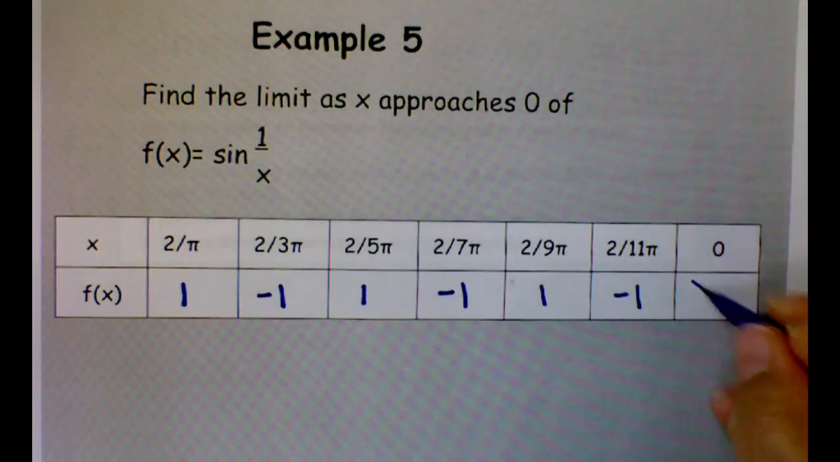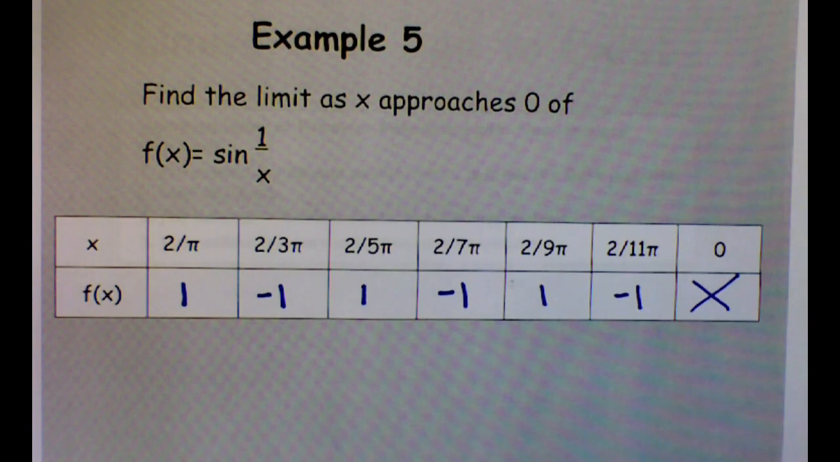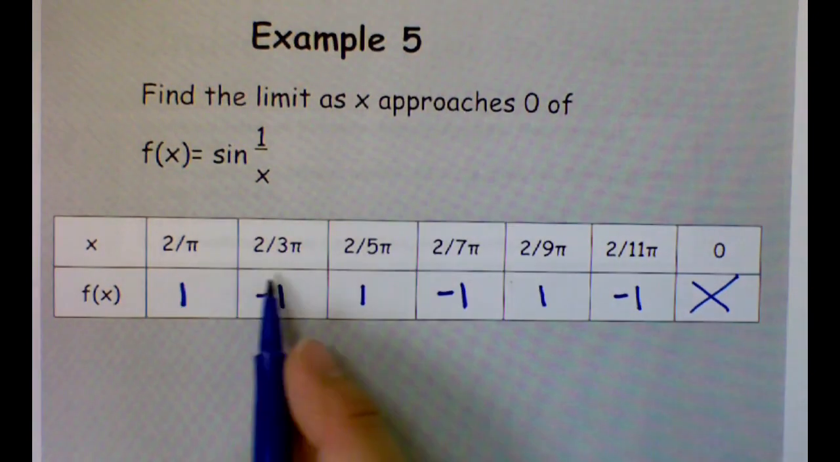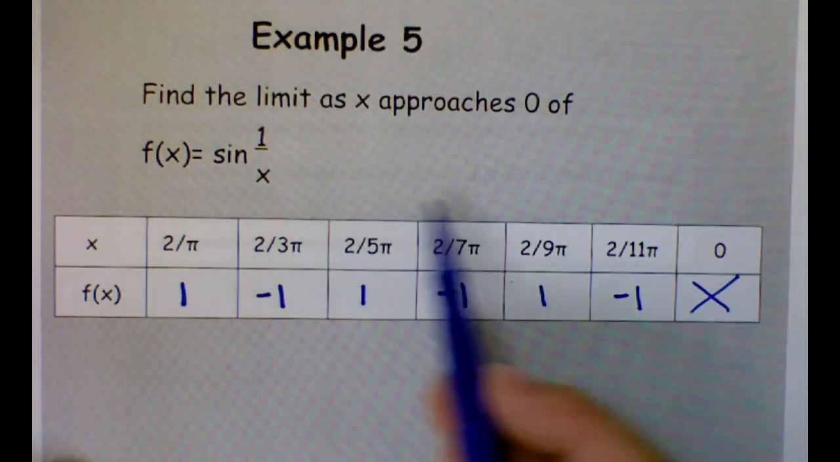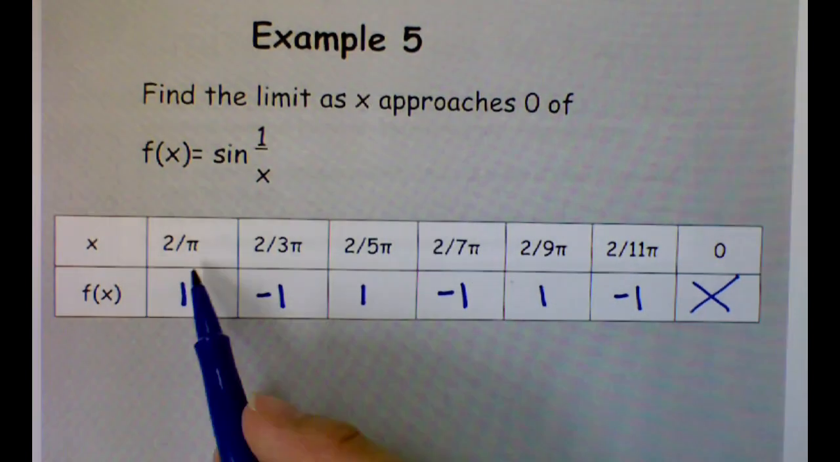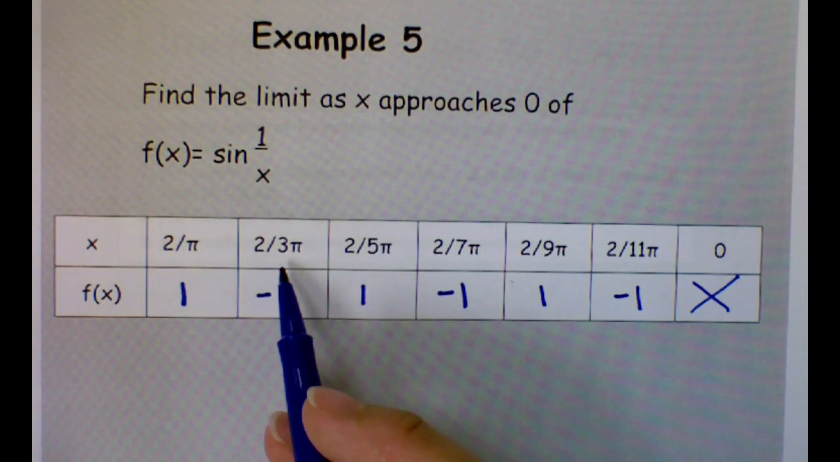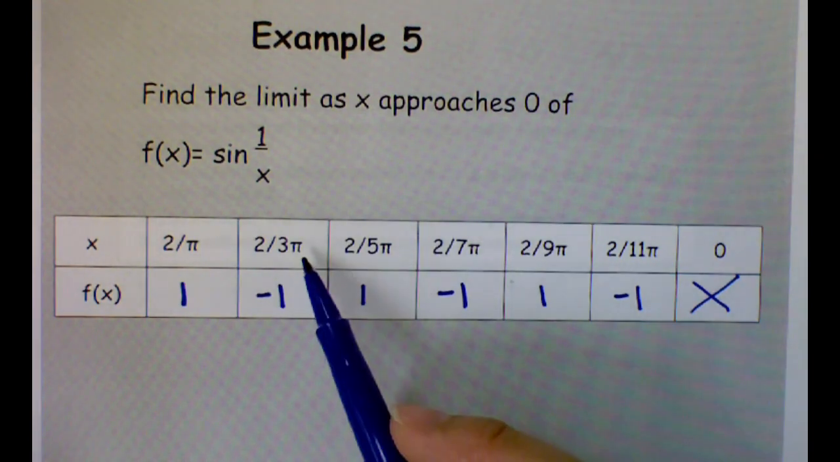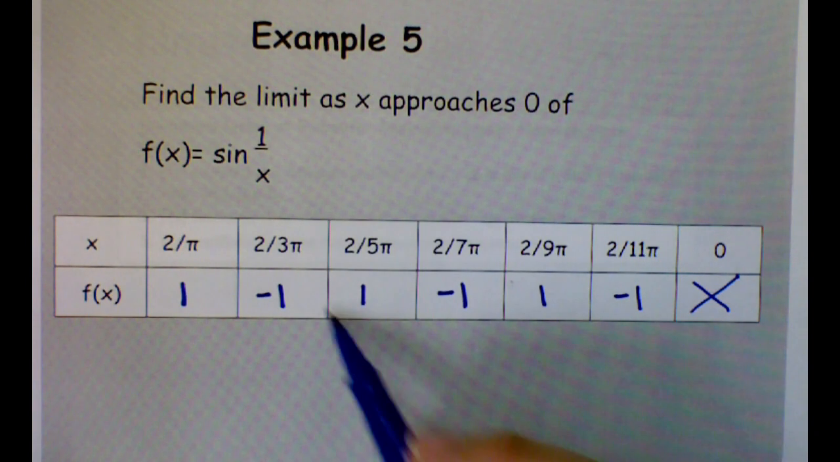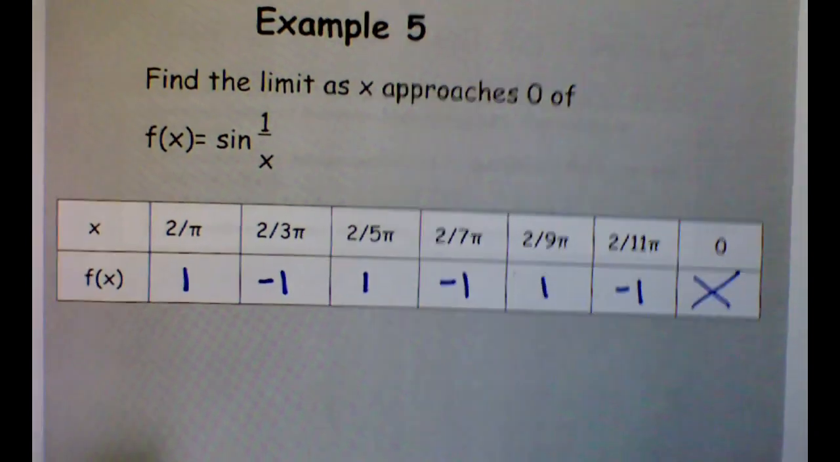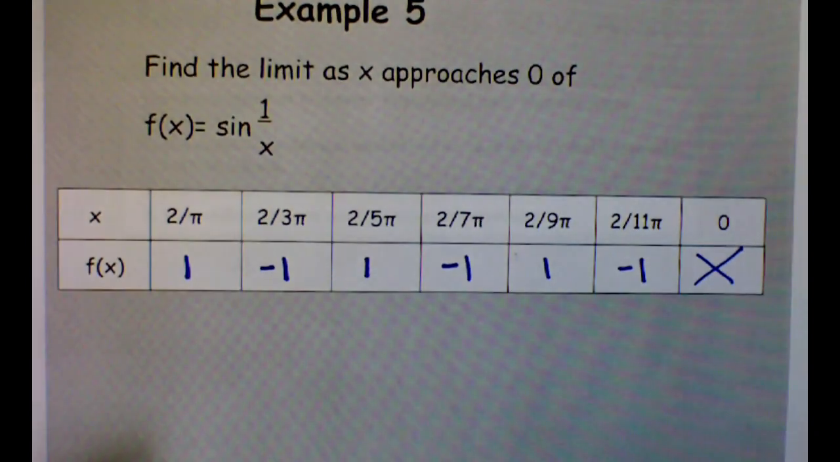I obviously can't plug in 0, but notice that this one goes back and forth. These values are getting smaller and smaller. We're coming in only from the positive end, but that's just to highlight that it's going back and forth. Negative 1, positive 1, negative 1, positive 1, over and over. But these intervals are also getting smaller. The distance between 2 over pi and 2 over 3 pi is larger than the distance between 2 over 3 pi and 2 over 5 pi. The second distance is smaller. So I'm getting closer and closer together, and it's still just oscillating back and forth.